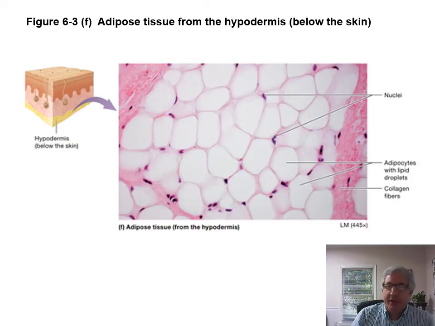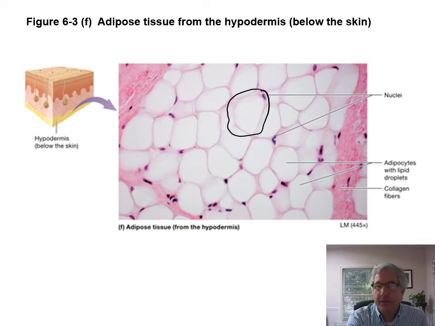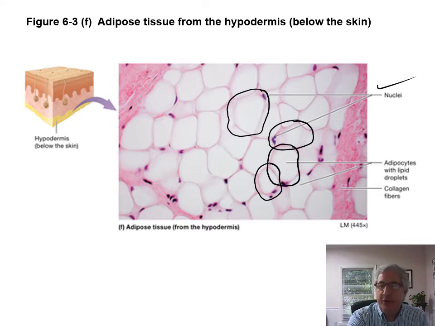Here's a picture out of your book, adipose tissue from below the skin, hypodermis. And so you can see here is a fat cell here. Here's another one here. I'm just drawing random ones. All these that you see are all fat cells here. So every single one, there's another one there. And this is pointing out the nuclei. You have adipose with lipid in them, and lipid is fat. And then collagen fibers are all here, all around the outside.